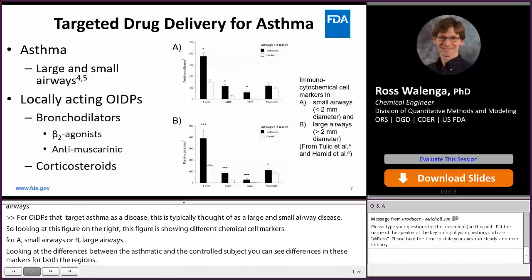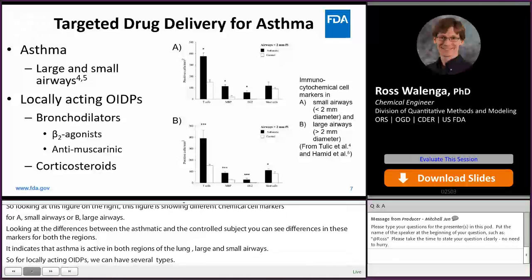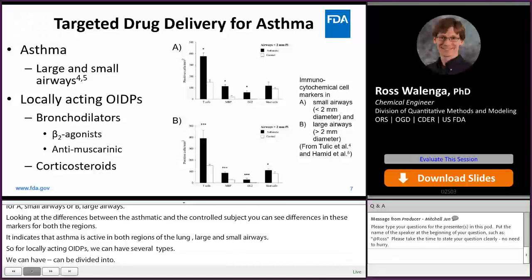So for locally acting OINDPs, we can have several different types. We can have bronchodilators or corticosteroids, and even among bronchodilators, this can be divided into beta-2 agonists or antimuscarinic agents. So there are several different types, but typically, no matter what type of drug product you've got, it'll be ideal if you can target both the large and the small airways.